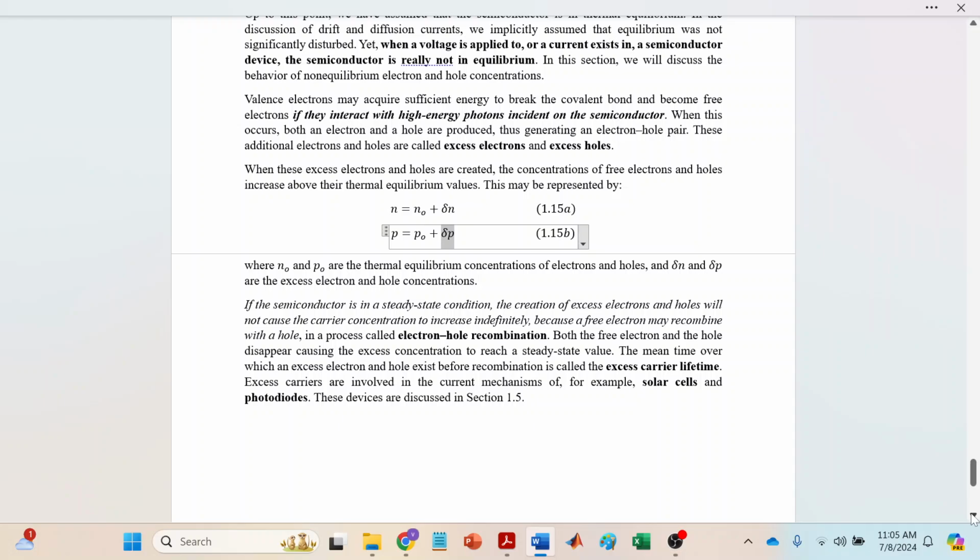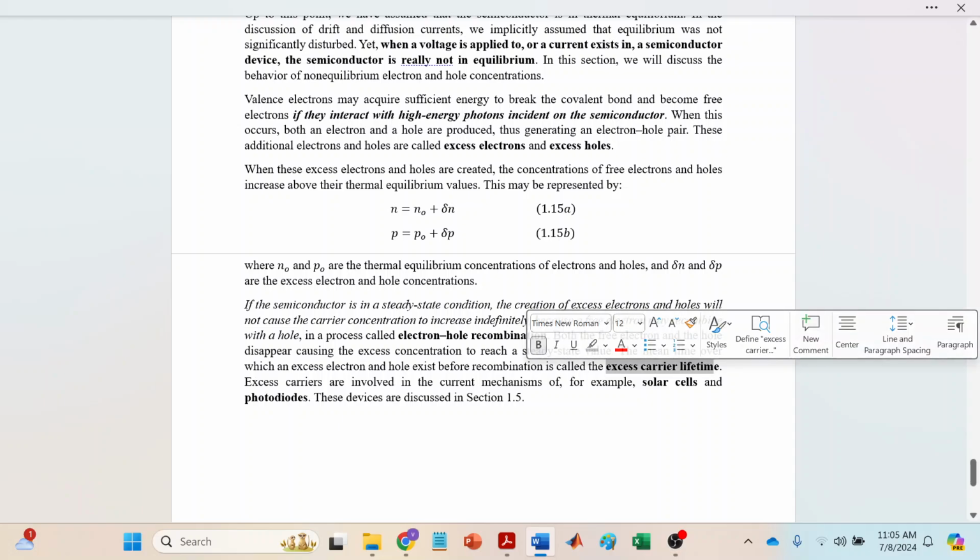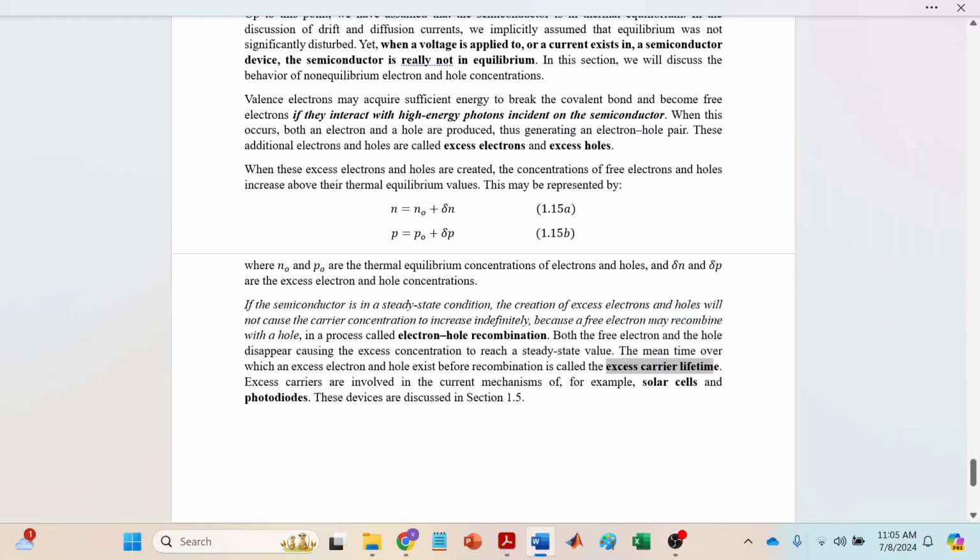Then the mean time over which excess electrons and holes exist before they recombine is called the excess carrier lifetime. The excess carriers will become fundamental in the mechanisms of solar cells and photodiodes that we're going to be considering in section 1.5.